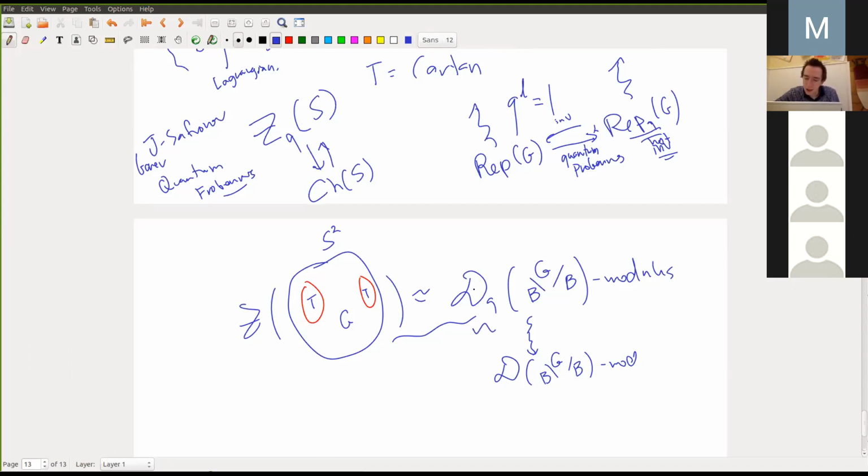This is DQ modules. So the Hecke category, or one way to study the Hecke category, is to look at D modules on the coset space G mod B mod B. Right. And I'm saying that category has a natural Q deformation, which I'm sort of abusing notation and just writing as DQ modules on G mod B mod B. Great. Okay.